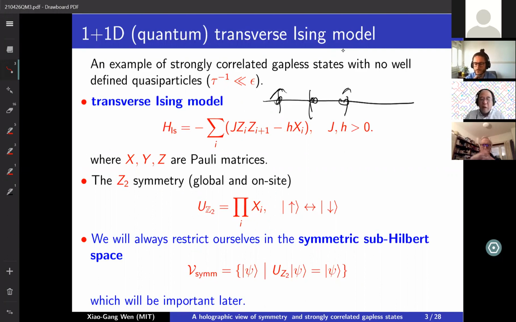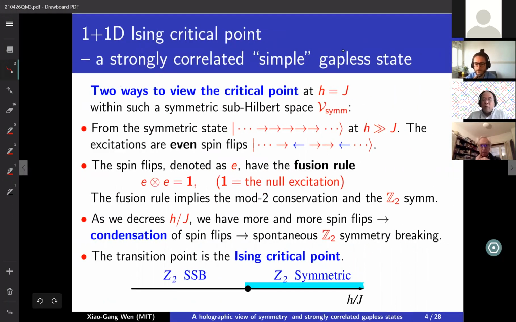Okay. So this is the model. And in this model, there is a critical point when H equals J. Okay. And so let's consider a limit where H is much bigger than J. So at a very strong field in the X direction, all the spins are pointing in the X direction, and that's the ground state. Then as we lower H, the spin flip may become an excitation and become available. And when H gets smaller and smaller, we have more and more spin flips.